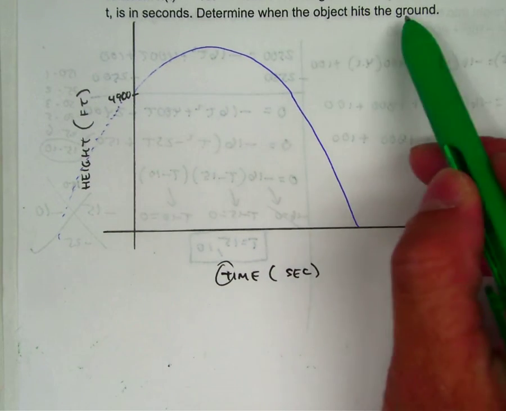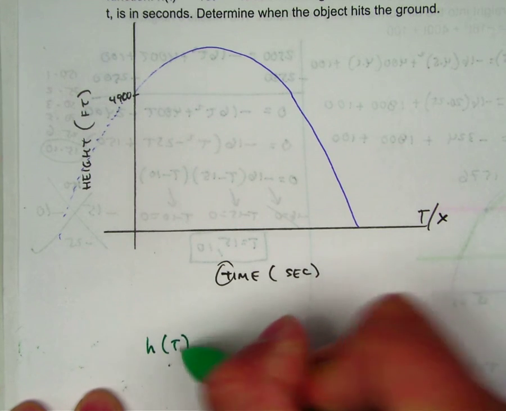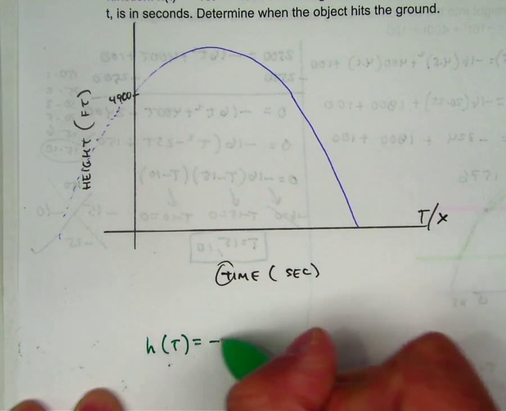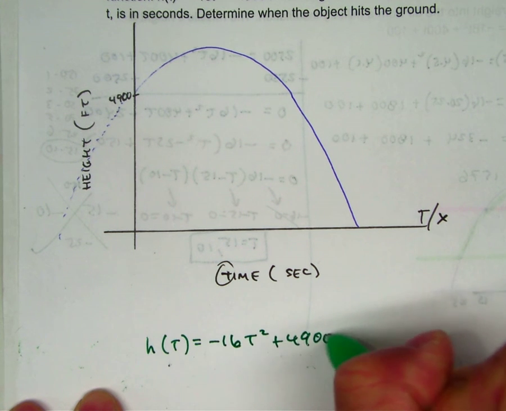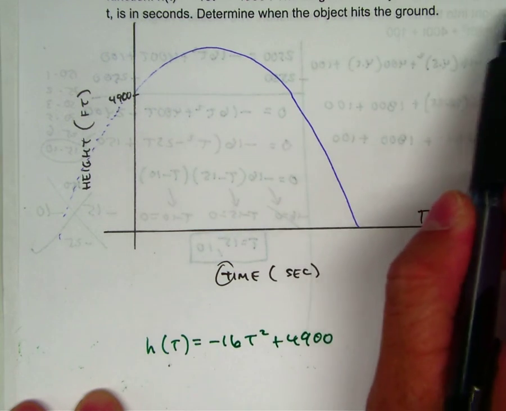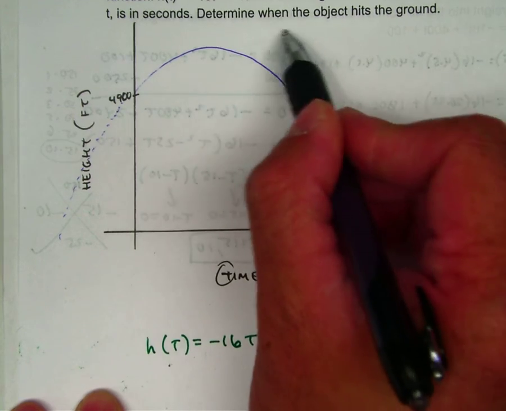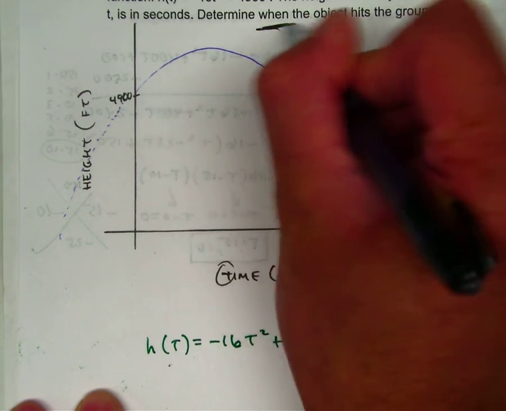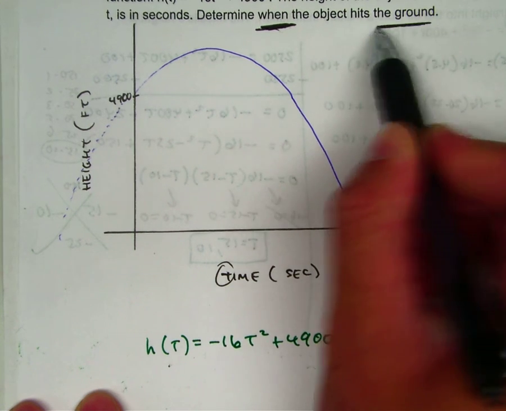The object's fall and its height is given by the quadratic function h of t, capital letter, so I don't confuse my plus signs, negative 16t squared plus 4,900. The height of the object above the ground is in feet and time is in seconds. So we labeled it. Determine when the object hits the ground.